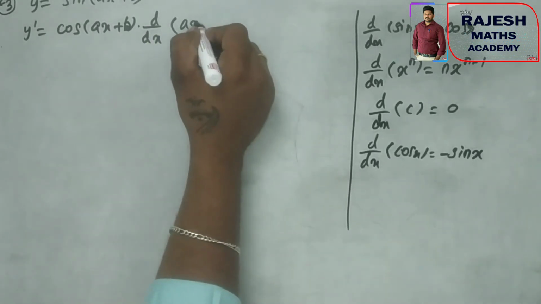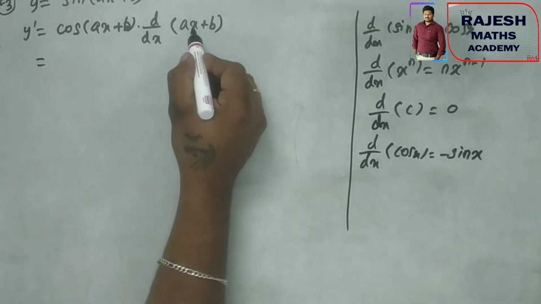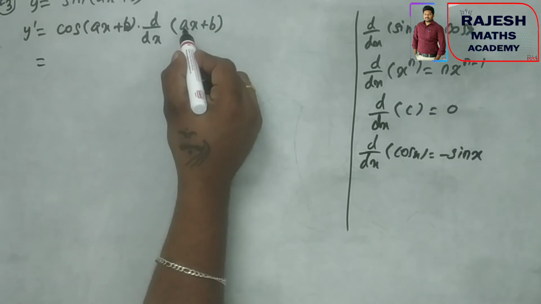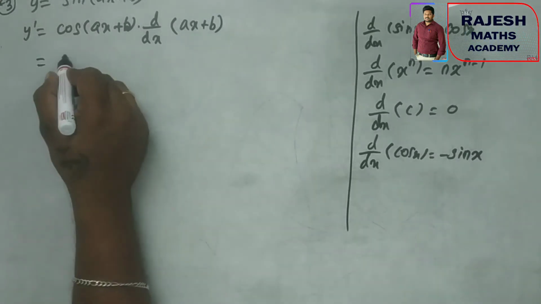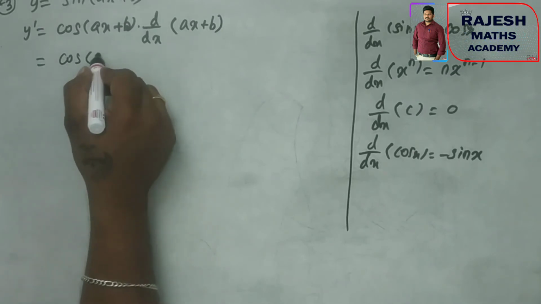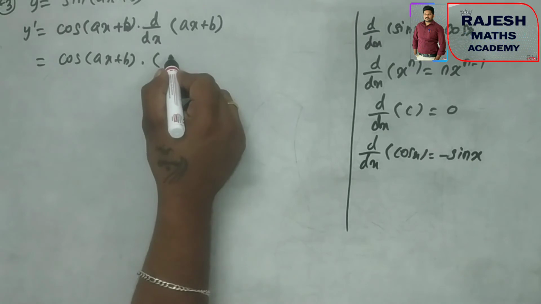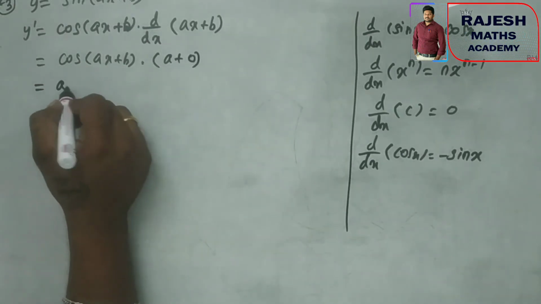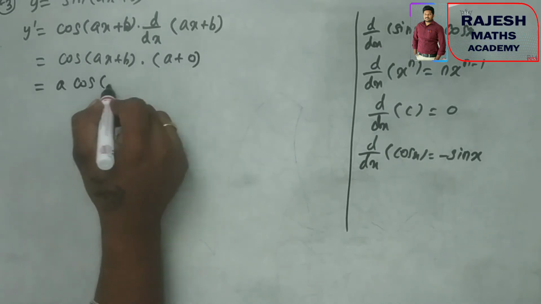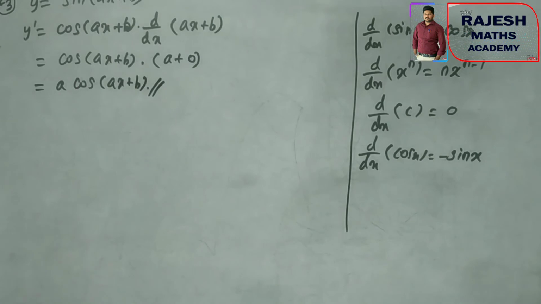So d by dx of ax plus b equals what? Differentiation of ax means a into 1, differentiation of b, that is a constant, is 0. So cos of ax plus b, differentiation of this one, a plus 0 will come. That constant will be multiplied before, so a into cos of ax plus b is the answer. Clear?